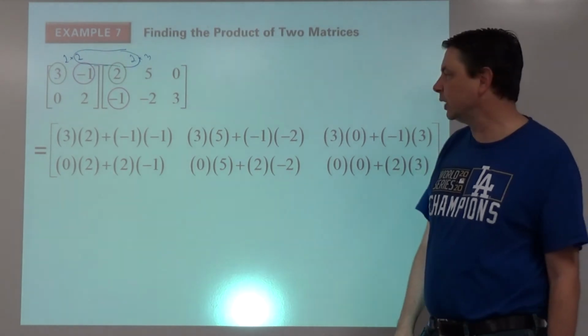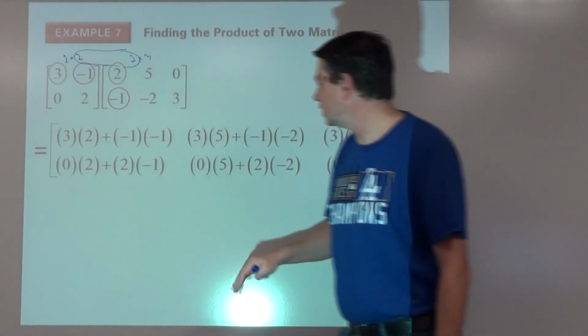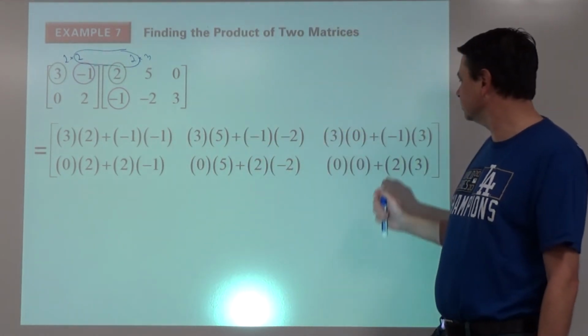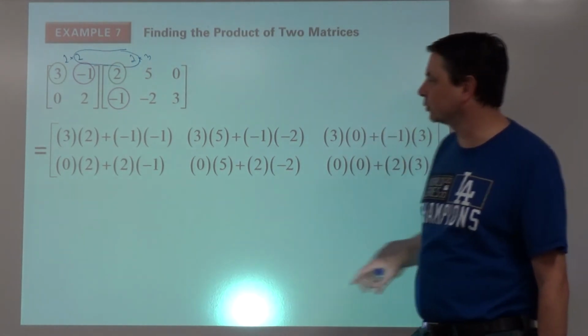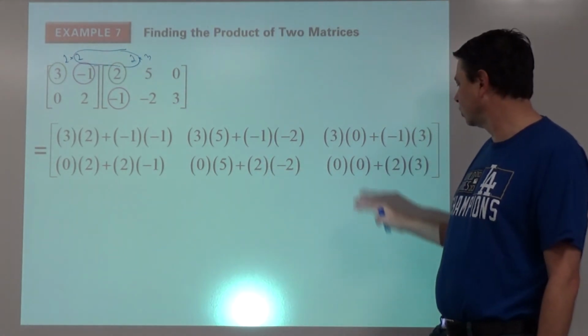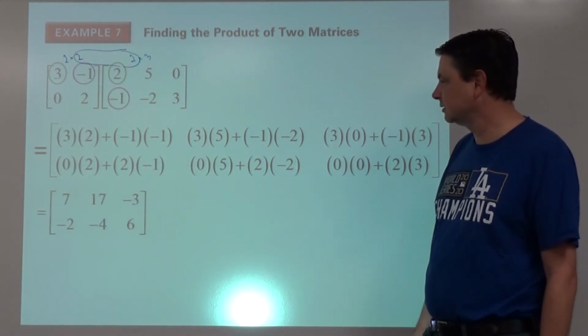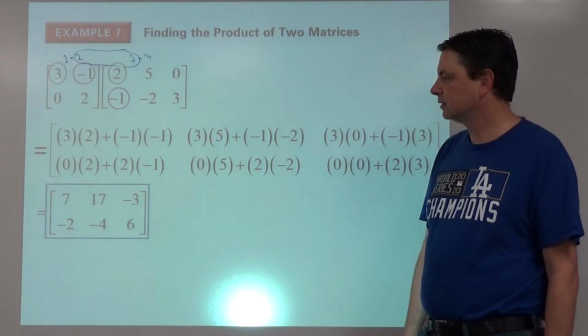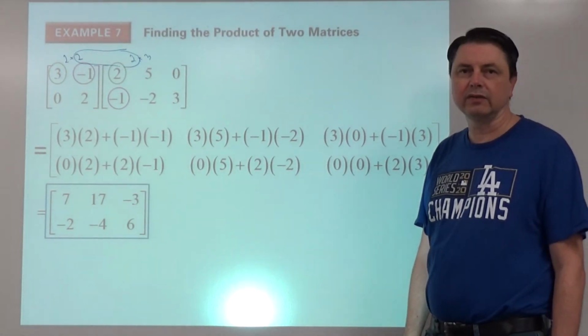Let's see if we can evaluate all these. 6 plus 1, 15 plus 2, 0 plus negative 3, 0 plus negative 2, 0 plus negative 4, 0 plus 6. And then there's our final product.